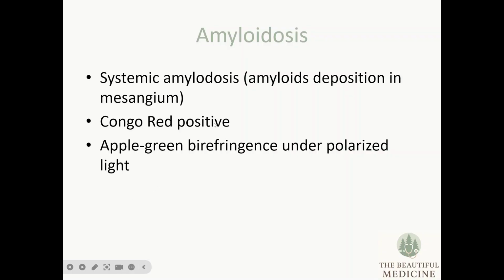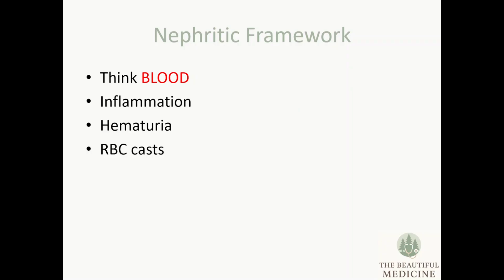And in this case, those words work like buzzwords. If you see Congo red positive, apple green birefringence, systemic amyloidosis, they happen throughout your body. It can deposit anywhere, even in your heart. So if you see those kinds of buzzwords, you figure out that will lead to the correct answer.